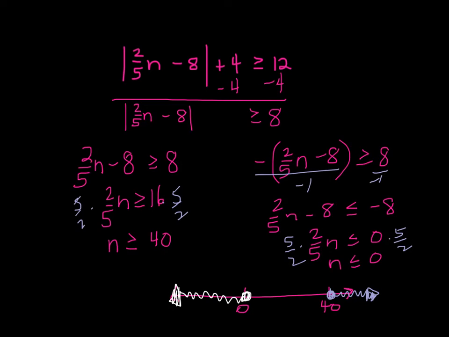If you remember from inequalities, for an inequality that goes left and right, this is saying n must be any number that is 0 or less or 40 or greater. So any number over here or any number over here will satisfy this inequality. This is an or, versus the and on the previous screen.